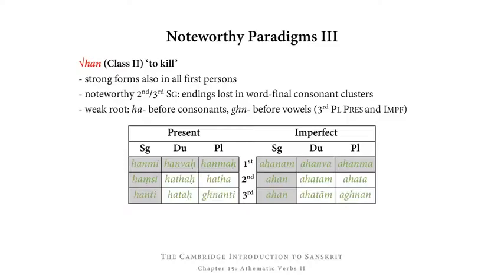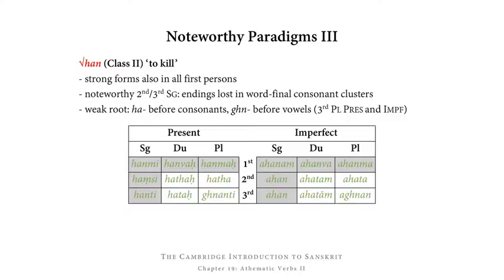The second peculiarity concerns two forms that we just heard, namely second and third singular imperfect, ahan. What we have here is once again the simplification of word final consonant clusters. We might expect the second singular to be ahanch and the third singular ahant. But those forms would end in more than one consonant, and whenever that happens, Sanskrit drops all except for the first consonant in that cluster. So both the visarga in the second singular and the t in the third singular drop, leaving us in both cases with the form ahan.